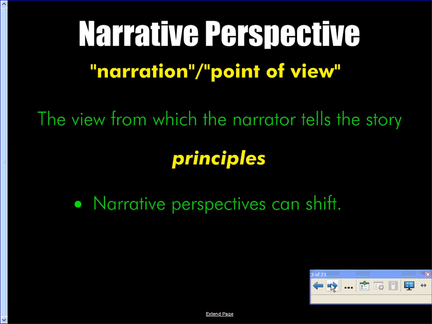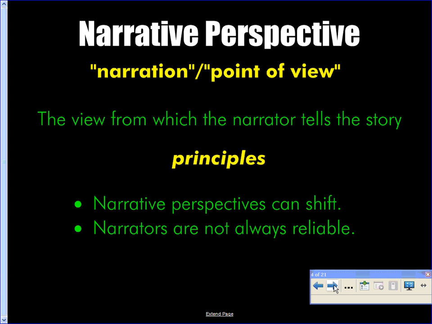Principle number one is that narrative perspectives can shift. That makes life pretty interesting. That means that you can start with one person telling a story and then move over to another person telling a story. You can see this in literature, you can see this in television, you can see this in film. Different people telling stories from different perspectives. So it's not always the same person, not always the same perspective.